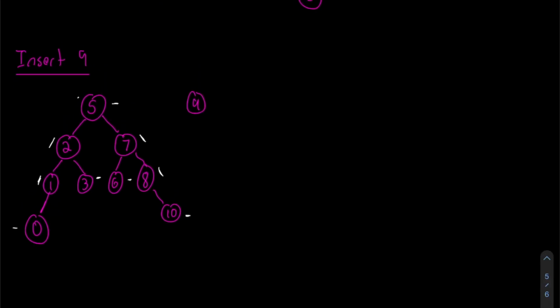And what ends up happening is I have a 9 node, and 9 is going to be compared to 5, that's greater. Compared to 7, that's greater. Compared to 8, that's greater. Compared to 10, that's less than, sorry. And so it ends up being the left child of 10.